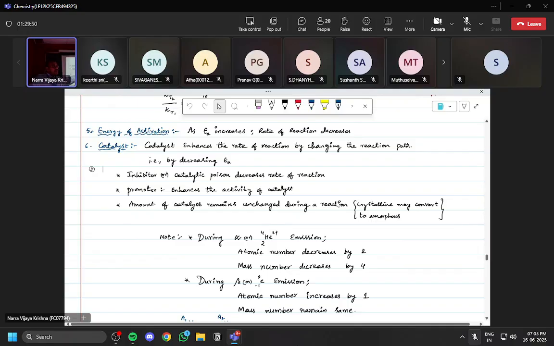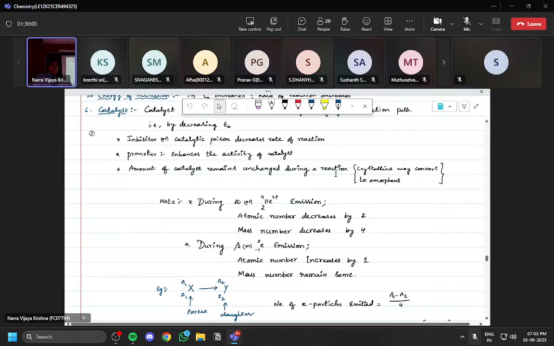Right? Any questions in that? So we are done with factors affecting rate of a reaction. These things are already over in the previous class, during alpha emission, beta emission. Response, sir. Right?